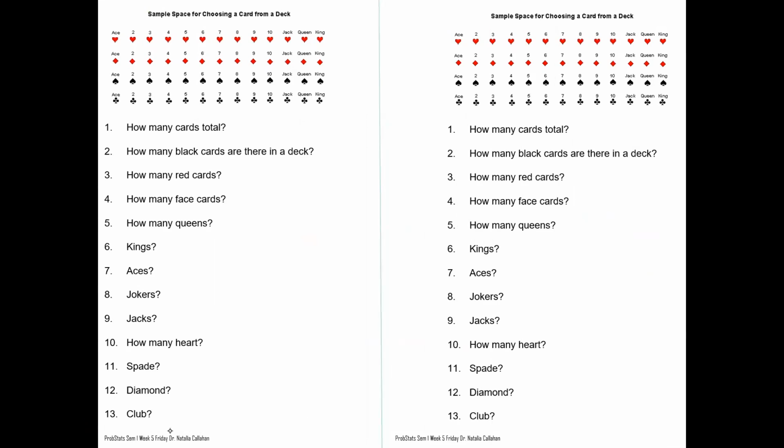All right, now let's talk about faces of a card, or different cards. So pause the video, and in your notebook, take a look at all the possibilities here, and then answer questions 1 to 13.